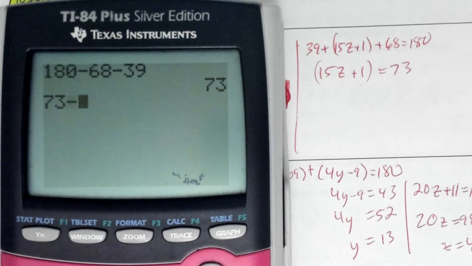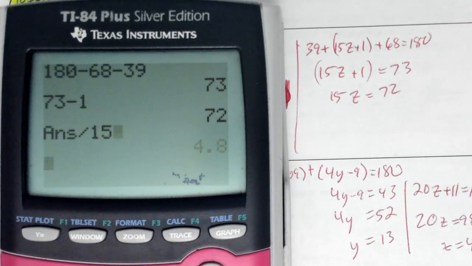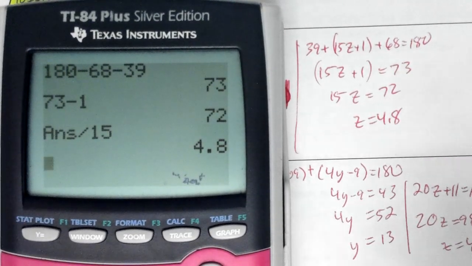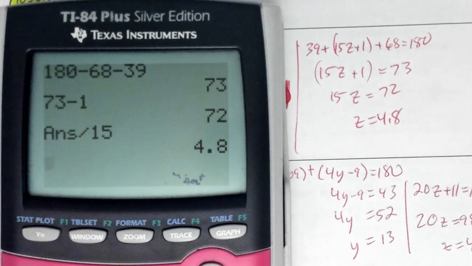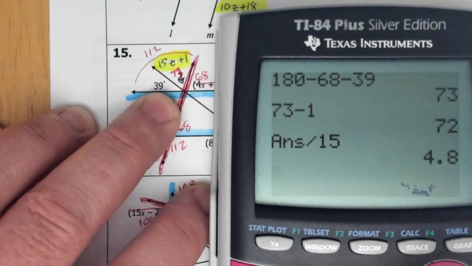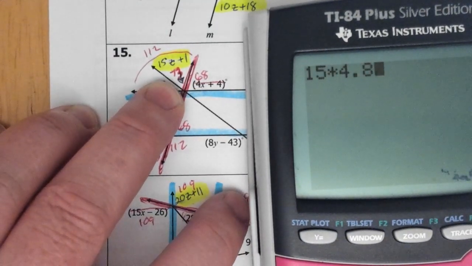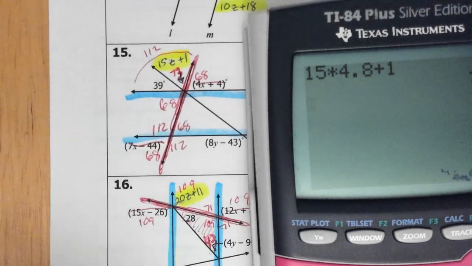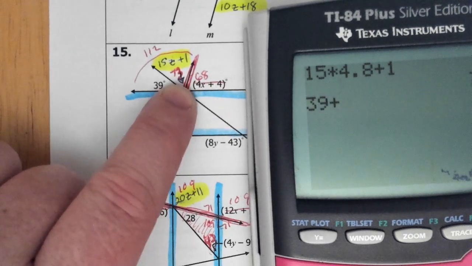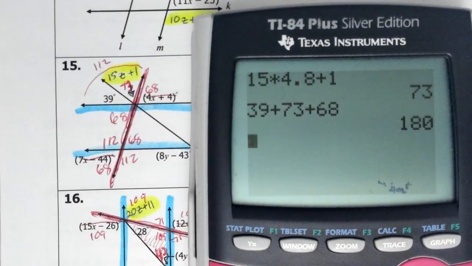So 73, subtract that 1. I get 15z is equal to 72. Divide by 15, and I get z equals 4.8. I got a decimal again. It's a pretty decimal. Let's double check that it works. So put it back in the picture, just in case I have a typo. I have 15 times 4.8 plus 1, that's 73. Yes, it checks out. And all 3 of those add up to 180. So everything works. So 39, that's 73 I just got, and that's 68. Yep, they all add up to 180. So I feel really good about that.